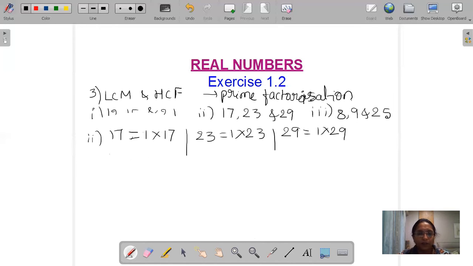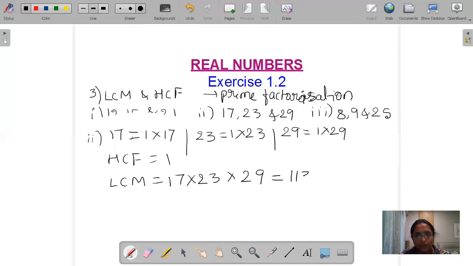So can you tell me what is HCF? Highest common. Which is common here? Only 1 is common. So HCF is 1. What is LCM? LCM is 17 into 23 into 29. It is 11,339. You can multiply and check the answer. Okay, so this is one different example.